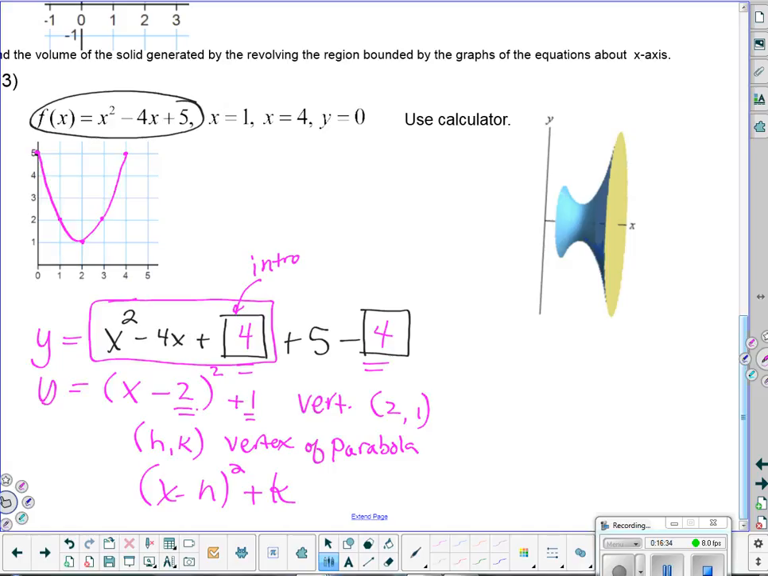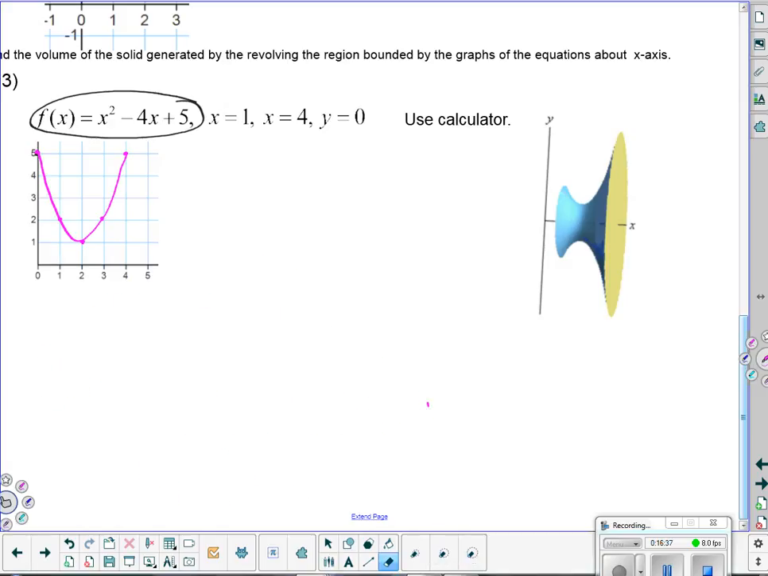There's our parabola. Let's get rid of this work. Also, we have x equals 1, so a vertical line at 1. And we have a vertical line at x equals 4. And y equals 0, which is our x-axis. Does that define a region for you? Yes. We have a nice region here defined. That's what we want to revolve, isn't it?